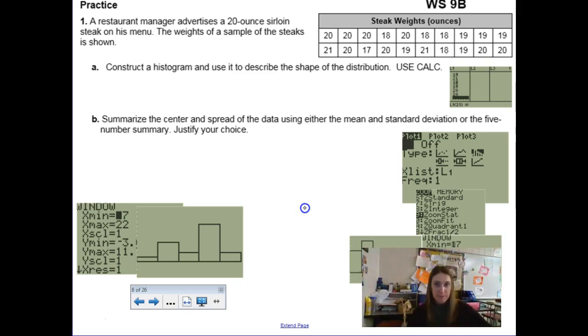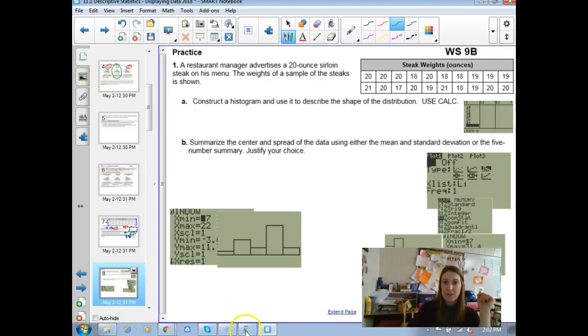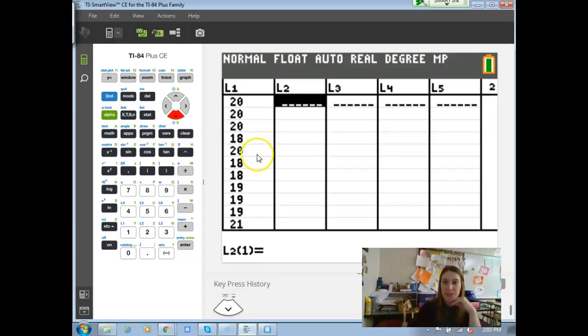All right, this problem is on the next part of the worksheet. I am going to have you enter this in your calculator. So go ahead and pause, and then please enter all of this data into list 1. So you've already entered your data. If not, please pause and do it. And I've entered mine already, I hope, into list 1, yes.